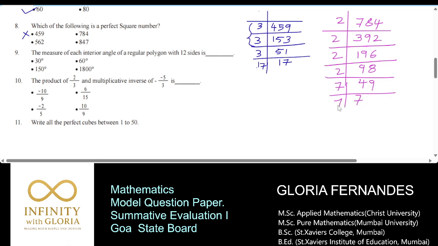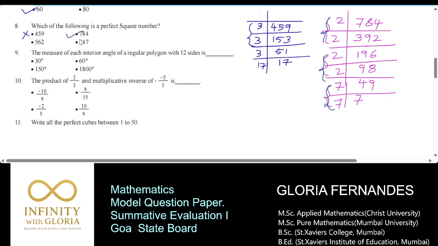7 sevens are 49. So you see here I am getting a pair of 2's, right? So I have got all numbers as a pair. So here this is a perfect square because all the factors which I have got are in a pair. So this is a perfect square.